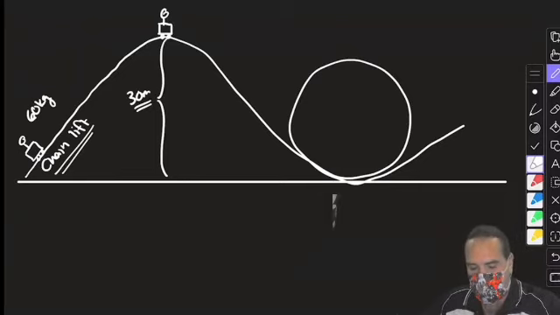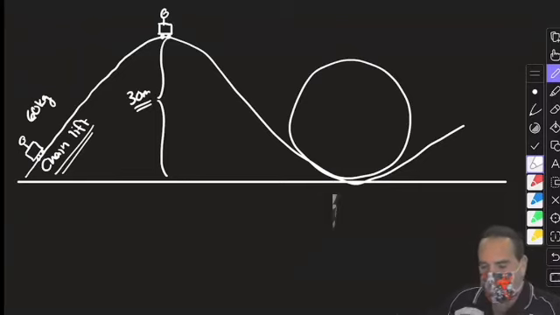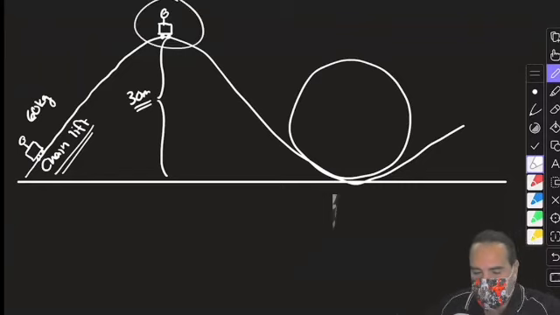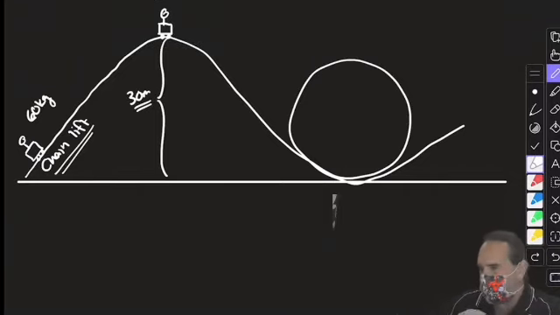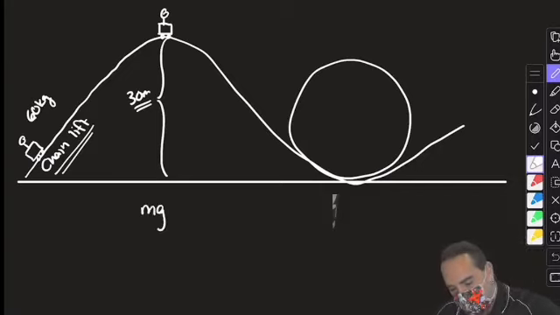So although I'm asking for work, I think what I'm really asking you to figure out is how much gravitational potential energy you have, because that would represent how much work was done in getting you above the ground. So I'm going to go back to my definition of potential energy. Potential energy is work done against a conservative force. In this case, the work done against gravity.